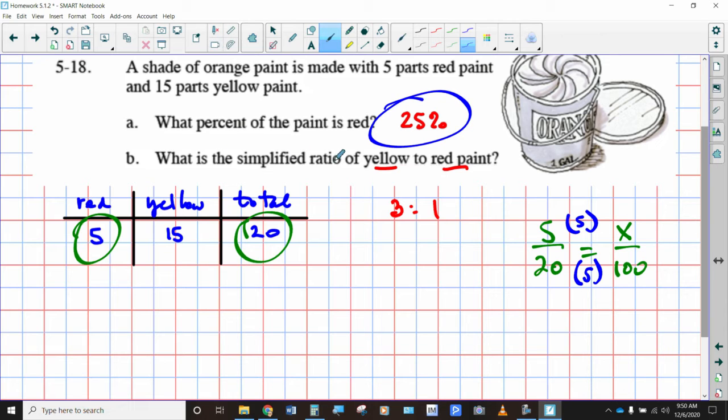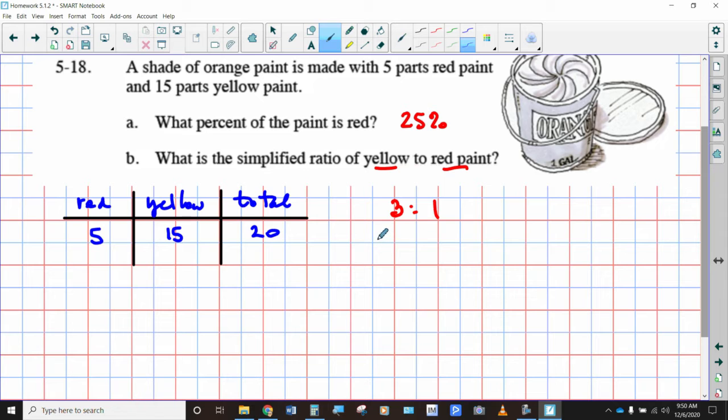Now, what is the simplified ratio of yellow to red paint? This is something where you've probably heard about ratios in the past, where when you simplify a ratio, the order in which they're written matters as far as the ratio is concerned. So they're starting with yellow information. So that's a 15 to 5 ratio. And you could write that in fraction form, 15 to 5, and then we would want to simplify that fraction, right? So you can simplify ratios the same way that you simplify fractions.